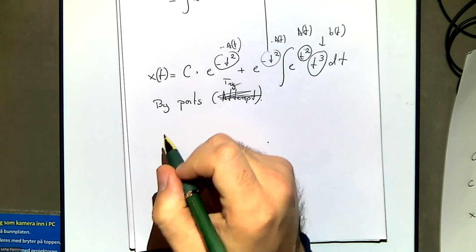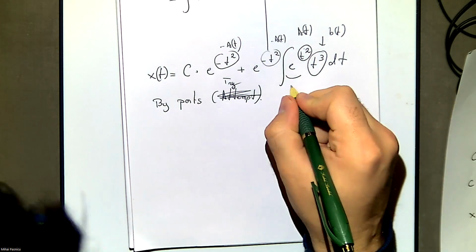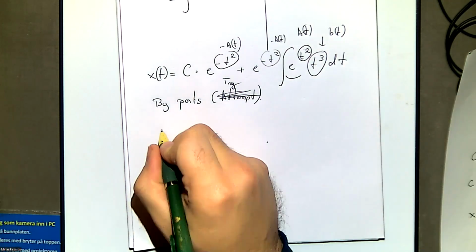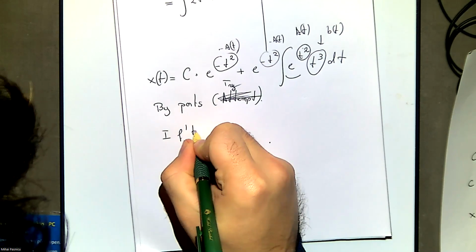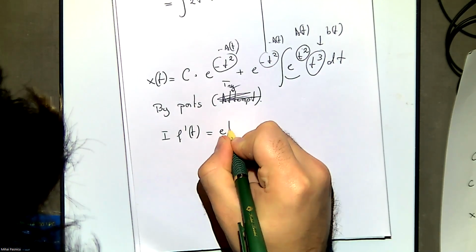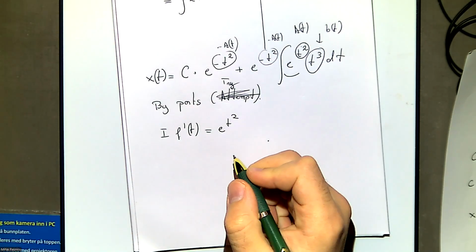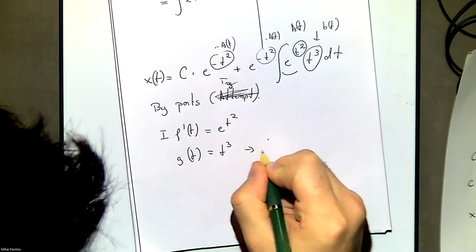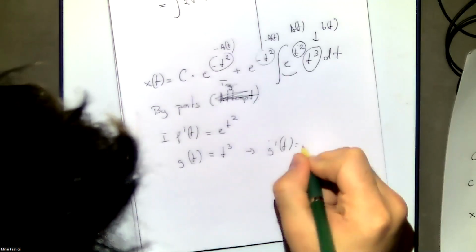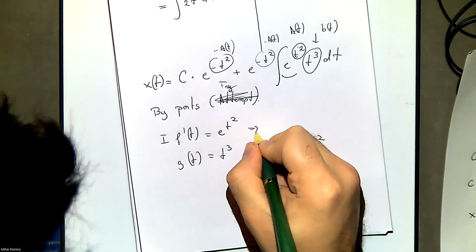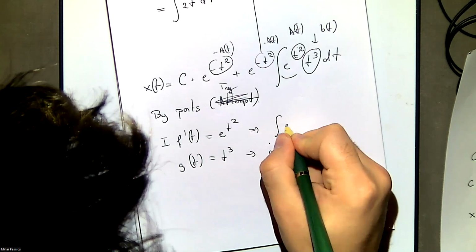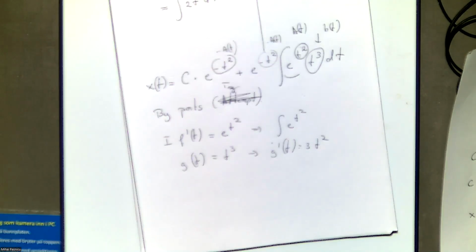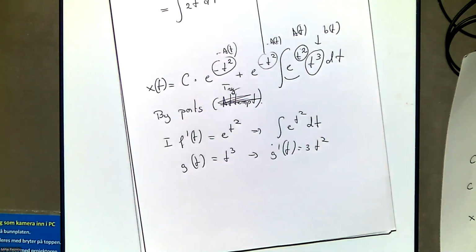So in my first case, f prime of t is equal to e to the t squared, g of t is equal to t to the third. So g prime of t is equal to 3t squared. Then I need the integral of e to the t squared dt. This looks horrible. And I think realistically it's actually unsolvable.